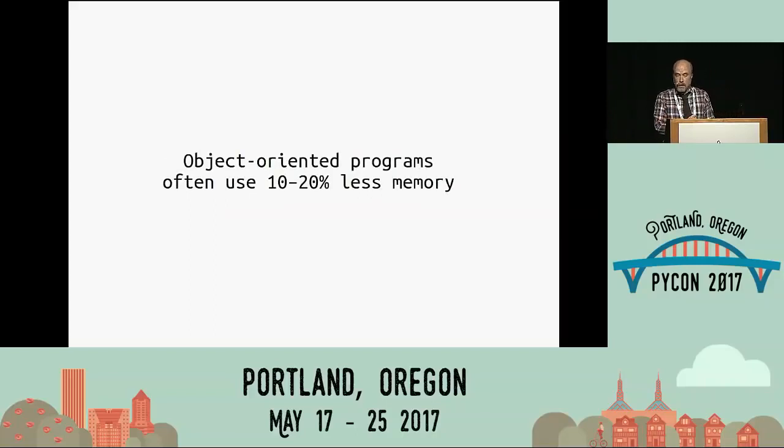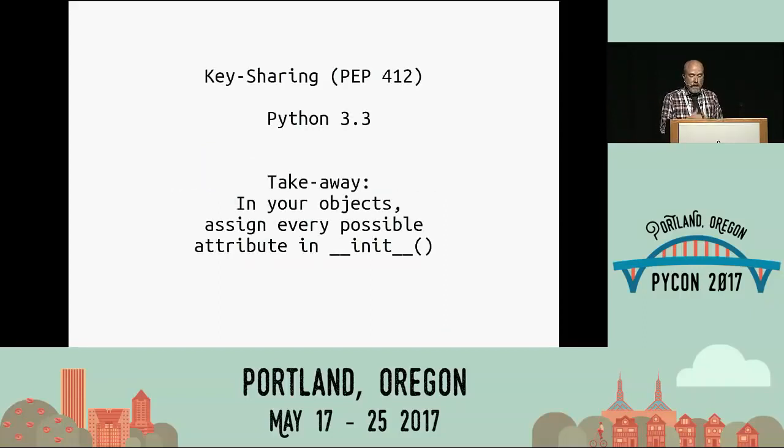In fact, object-oriented programs benefit. Normal lists and dictionaries don't care about this, so if a program uses a lot of NumPy arrays or lists, it doesn't benefit. But object-oriented programs with lots of objects often use 10 to 20% less memory because of this innovation. Key sharing. Python 3.3, what do you care about? Because, of course, you can't turn this on or off. It's just going to happen, and only if you're on 3.3 or later.